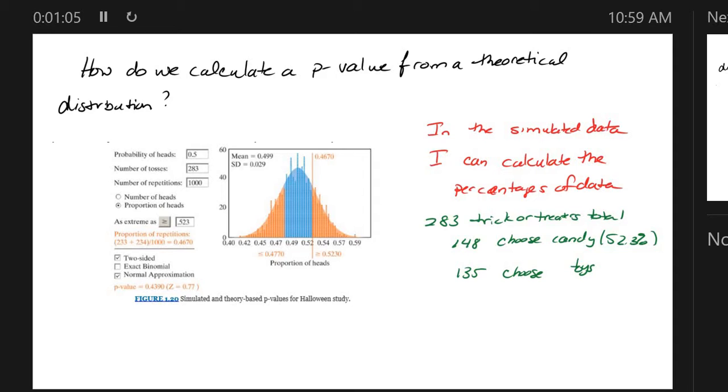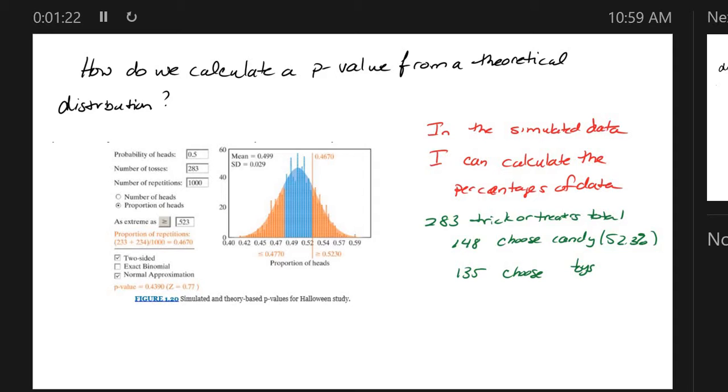That's the central limit theorem, right there. They've shown it to you with data, that those two match if I had enough of a sample size. And that's pretty cool. So in the simulated data, that's the dots, I can calculate what percent of the data ended up in these two things.